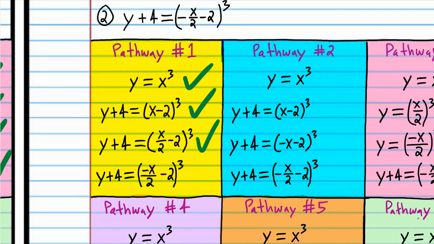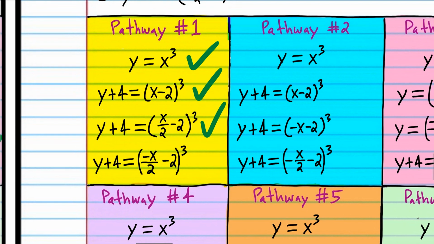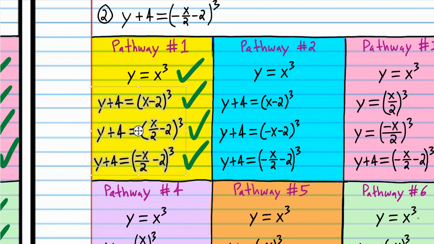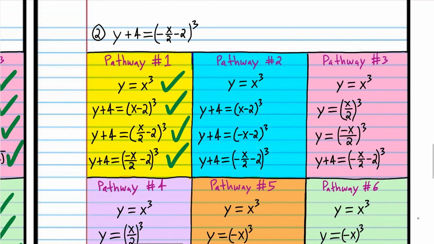So that's fine. And then we're going to replace x with negative x. That tells us to reflect across the y-axis. So that pathway makes it very easy for us to use the transformation properties. So that pathway works. Let's see if any other pathways work.